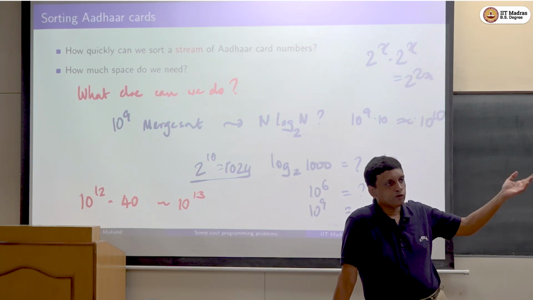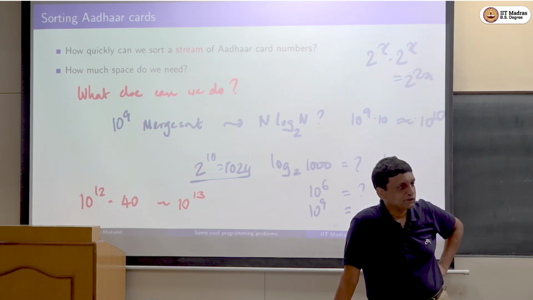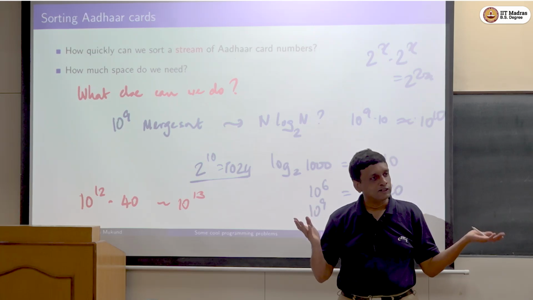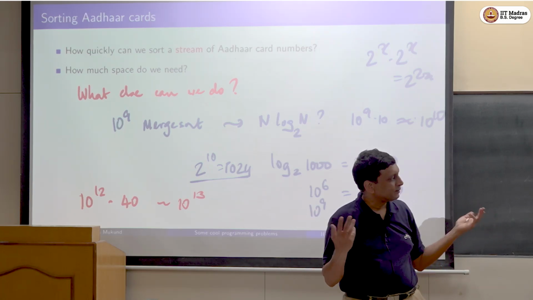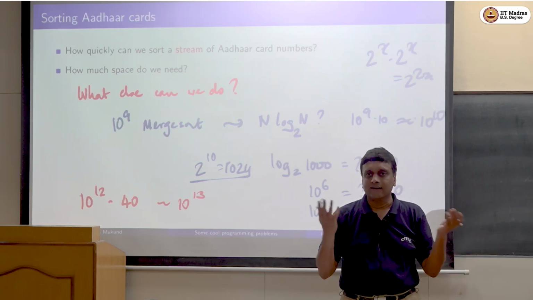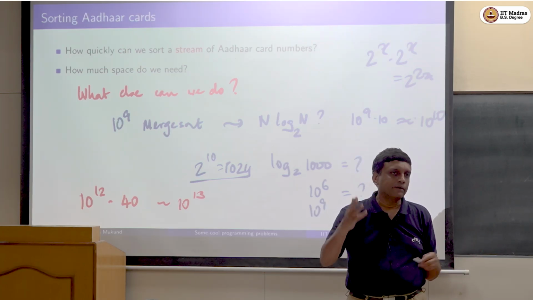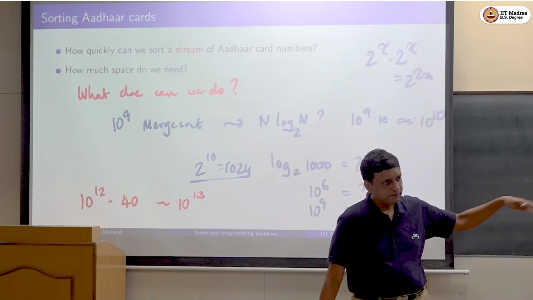I'm not saying that we're going to get something which will happen in order 10 time or something, because you have to read all the Aadhaar cards, right? Remember that to sort all the Aadhaar cards, you have to read them. So you cannot do something which is smaller than n. So the question is, can you keep it closer to n than n log n? An n log n only adds a factor of 10, but it could be important.